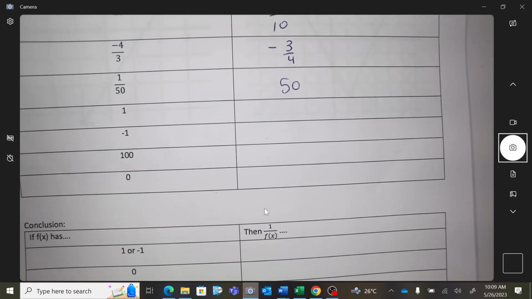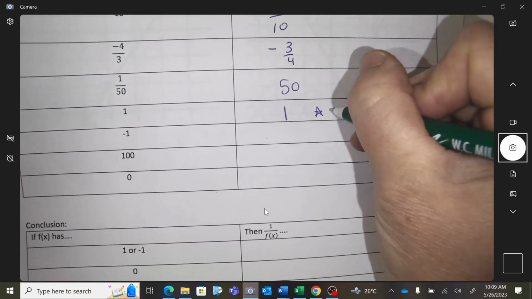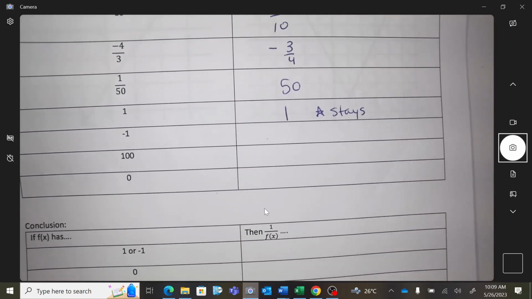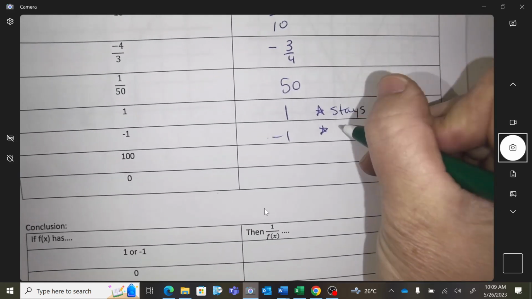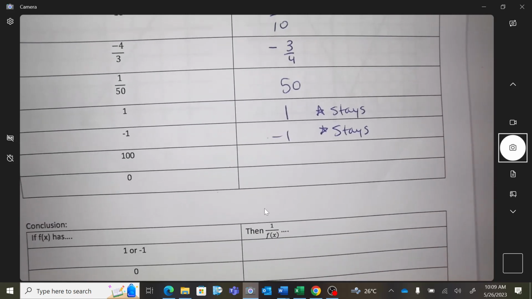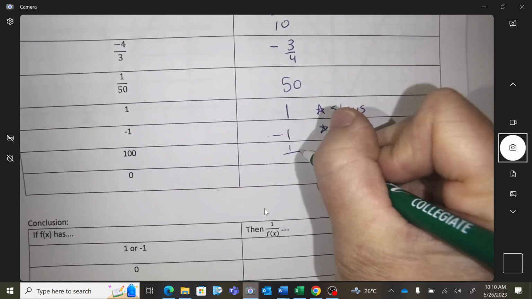What about flipping a 1? 1. So this is kind of special because it stays, right? Didn't do anything. What about the reciprocal of -1? Still -1, so that's kind of special. It just stays. 100 becomes 1 over 100.